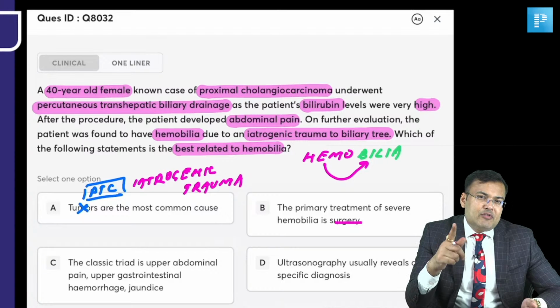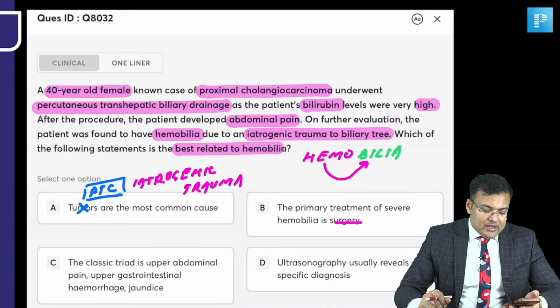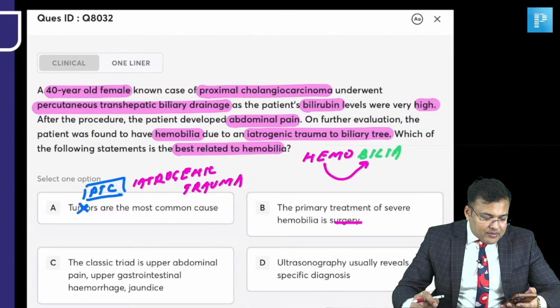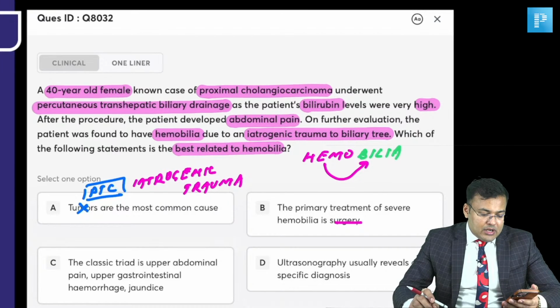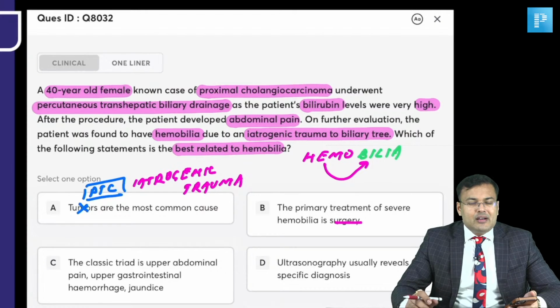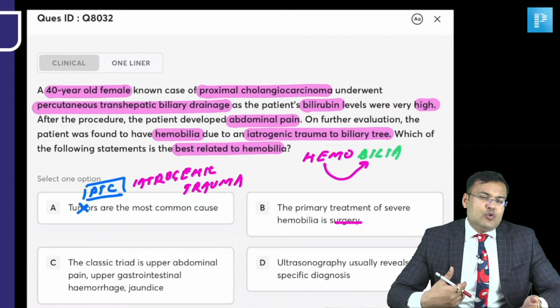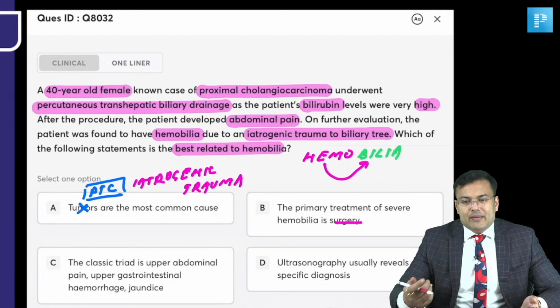Can anybody tell me what's the name of this triad? Guys, tell me. Imranul Huda. Quink's triad. Very good. Sandblom's triad. Prajwal, Pratyusha. Prajwal, very good. So it is also known as Quink's triad or Sandblom's triad. Clear? So what are the components? There is clot, colic, jaundice, upper GI or lower GI hemorrhage.